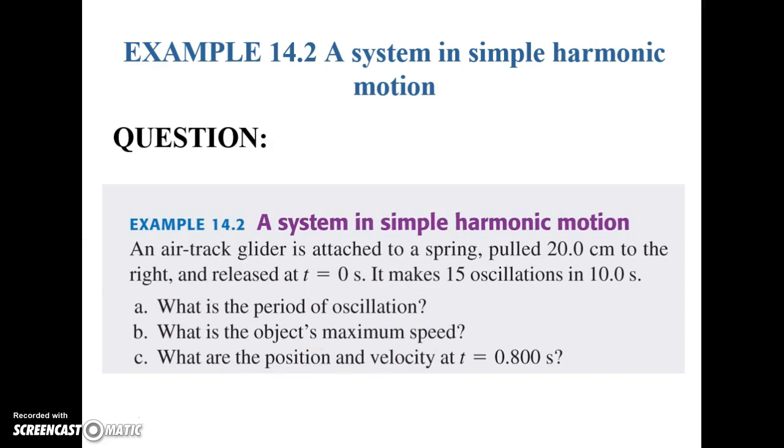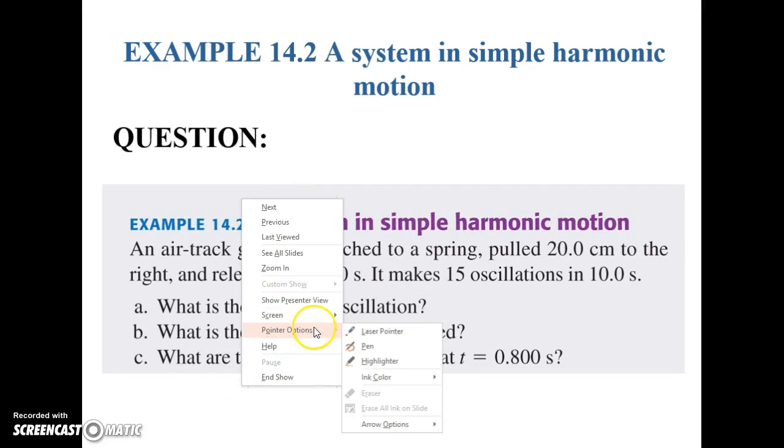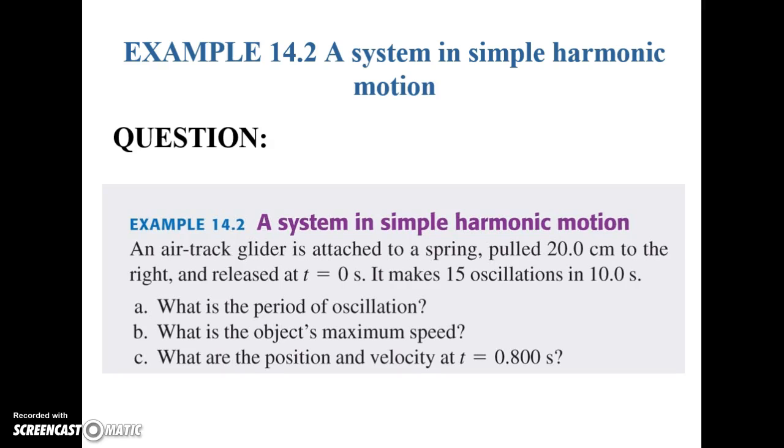All right, so here's an example. An air track glider is attached to a spring, pulled 20 centimeters to the right, and released at time 0. It makes 15 oscillations in 10 seconds. What is the period of oscillation is the first part of this. The period is the time it takes for so many oscillations. So I'm going to have my 10 seconds as the time divided by the 15 oscillations. And so I get 0.67 seconds.